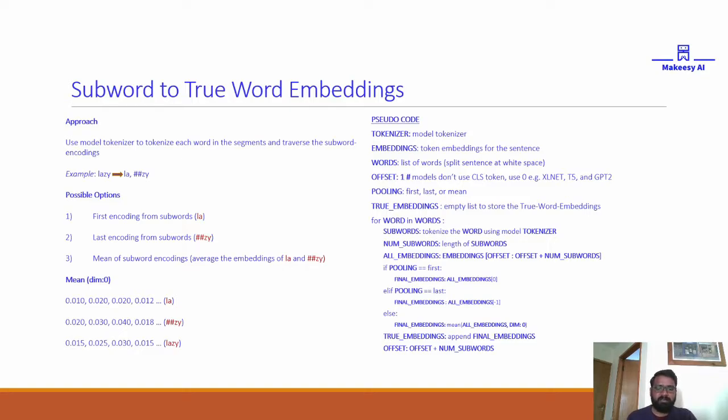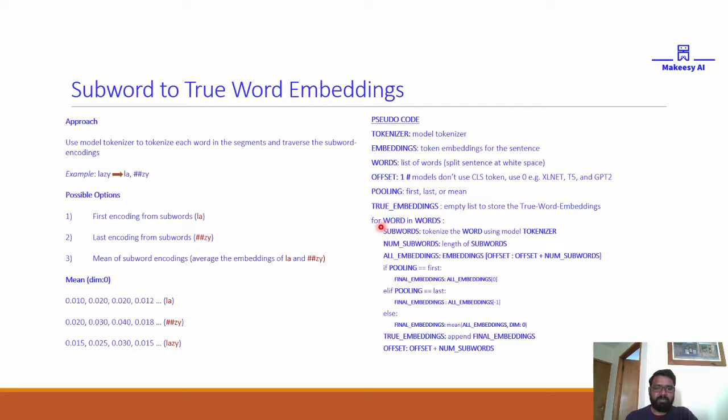And then for pooling, we have three options. We can either take the first subword encoding, we can take the last encoding, or we can simply run the mean on all the token embeddings of any particular word. Okay, and then we simply create an empty list. This will be used to collect all the true word embeddings. Okay, so now here is the main algorithm.